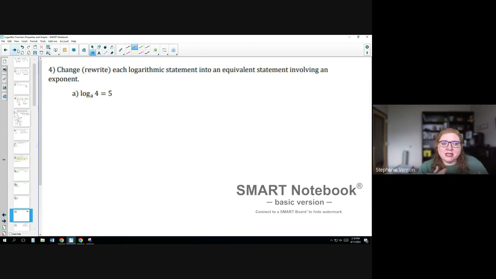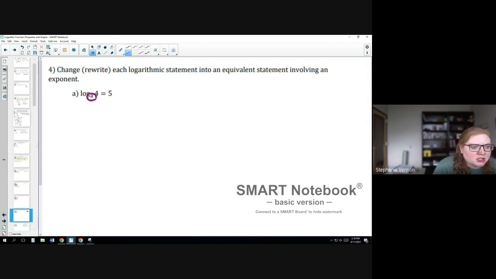So basically the same directions, except they're going to give it to you in the logarithmic form and you have to rewrite it in its exponential form. Now, to me, these are a little bit easier, if I'm being honest with you, because these can be done with a circle as well.